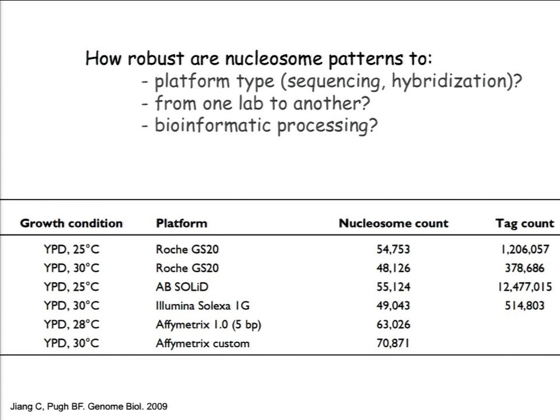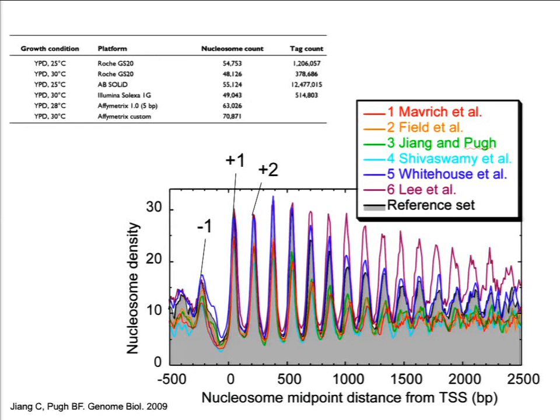There had been a lot of research on this, and at the time we produced the study shown here, published in 2009, there were 6 data sets available across 5 different platforms in 5 different laboratories. So this was a really nice opportunity to compare. These are the two 454 data sets, one from the Widom lab and one from our lab, then SOLiD sequencing, Illumina, an Affymetrix hybridization platform, and another Affymetrix custom array. All these cells were growing under basically the same conditions, so you can make nice comparisons. And we saw about the same number of nucleosomes in each case.